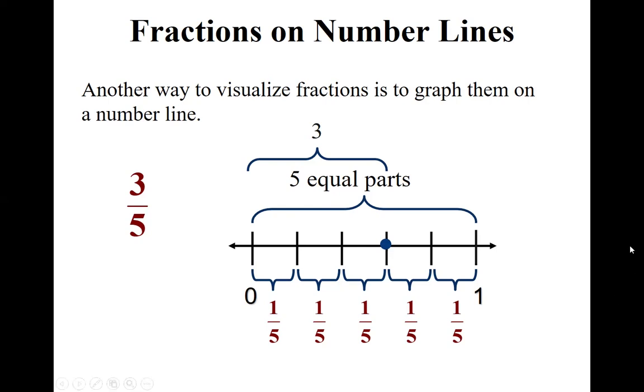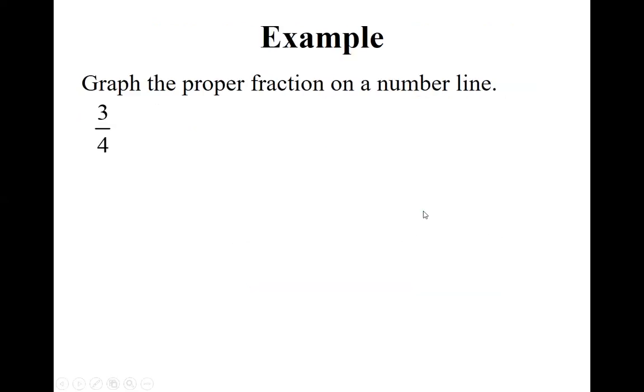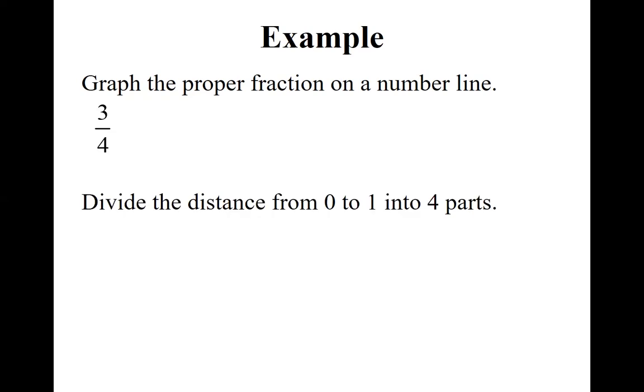A fraction is just a division problem. Likewise, on the left end, 0/5 equals 0 because 0 divided by 5 is 0. So let's graph the proper fraction 3/4 on a number line. We're going to divide the distance from 0 to 1 into 4 parts. That's 3 dividing lines to get 4 equal parts.